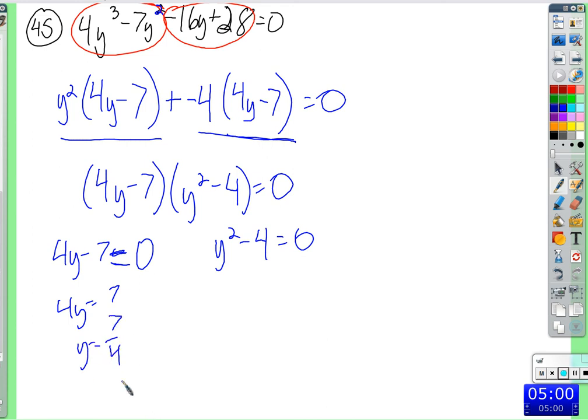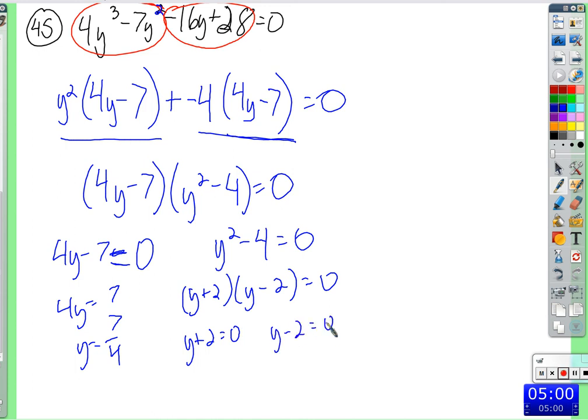This one's another quadratic. You're going to have to factor it, but we can factor that because it's a difference of squares. y plus 2, y minus 2. Then we set each of these equal to 0 and solve. Negative 2, positive 2.